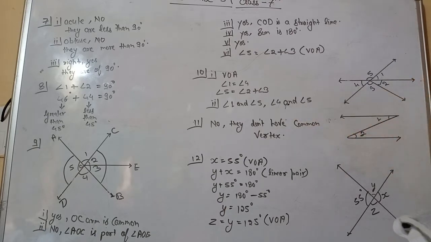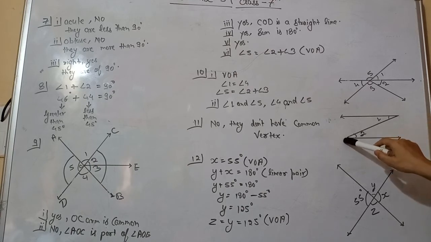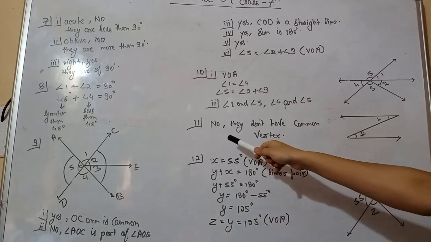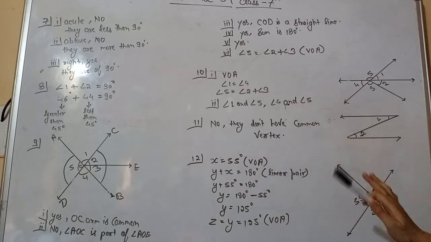Okay. Question number 11. In the following figure, angle 1 is adjacent to angle 2. Give reason. So no, angle 1 is not adjacent to angle 2. Why? Because this has its origin vertex here and this has its origin vertex here. Means both the angles have different vertices. So no, they don't have a common vertex. So that's why they are not adjacent to each other.